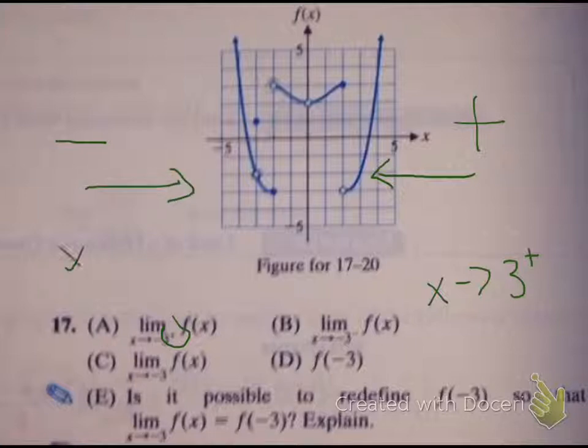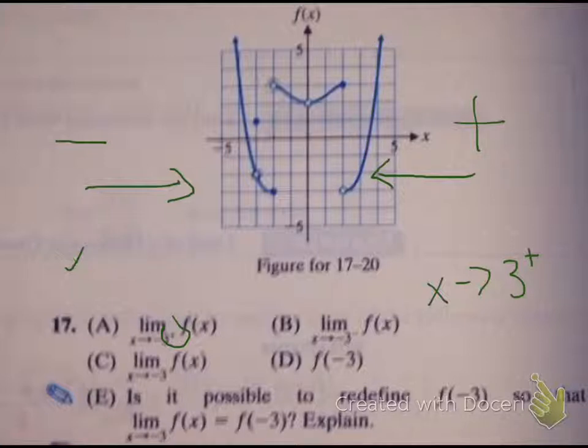So if it was x approaching 3 from the left hand, then we would see something notated like that. That's very important to note. It's not really the direction in which these linear graphs are going or these curves are going. It's more how we approach x from the particular side.